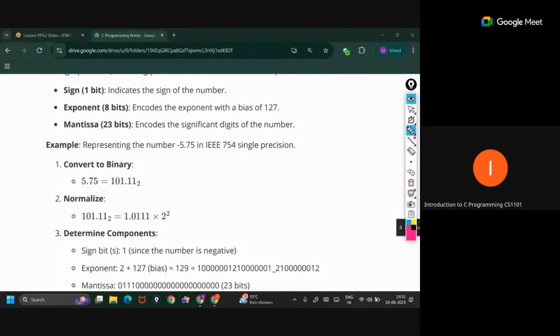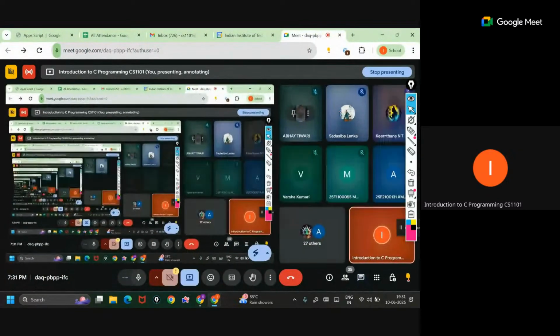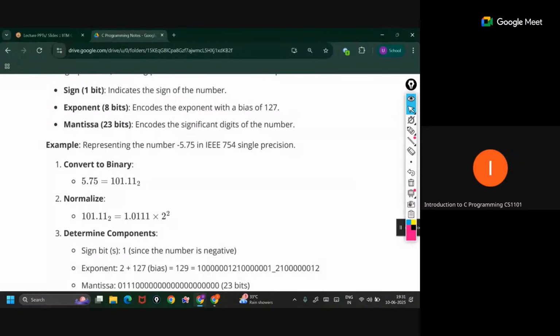How to represent 5? Yes, perfect. It's 101. So first we write 5, which is nothing but 101. Next I have to take the .75. So for .75, what do I have to do? How to represent .75?